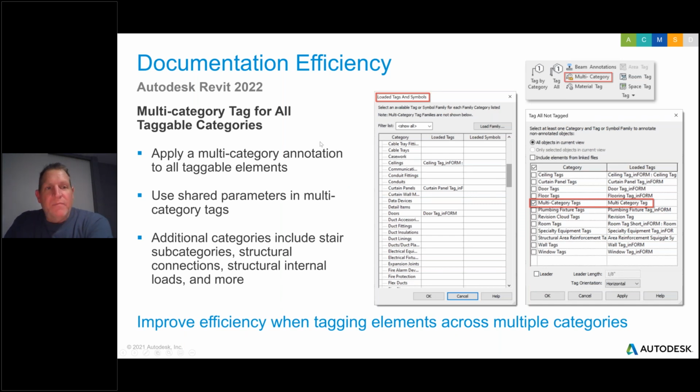Very good. Multi-category tags for all taggable categories now. So you can apply a multi-category annotation to all taggable elements, use shared parameters and multi-category tags. I mentioned that multi-category schedules are completely opened up now to all families, including system families. So I think that's huge. And then we've got some additional subcategories like we talked about earlier. They're all available, like wall sweeps for walls is a subcategory of that now. So I think a lot more capabilities there for you guys when it comes to documentation, multi-category stuff.